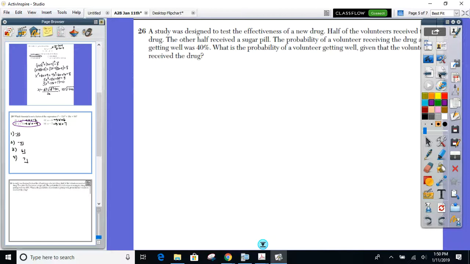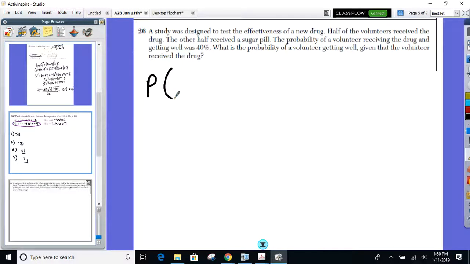All right. I always like to turn the question into symbols or letters. What's the probability a volunteer will get well? What do you want that one to be? Get well. What's A for get well? W. All right. Hey, there we go. There's a thought. Probability the patient gets well given they receive the drug. D.